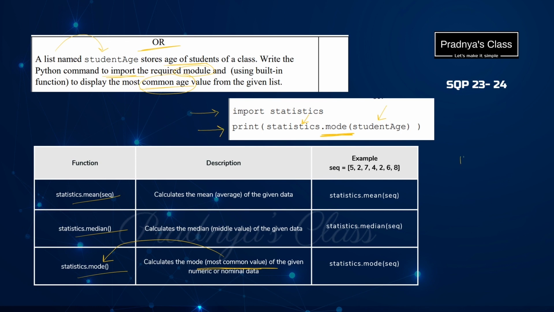This module we have studied in class 11. In class 11 we studied 3 modules. The first is the math module, the second is the statistics module and the third one is the random module. This was quite easy but we should know all the methods, modules and the functions.